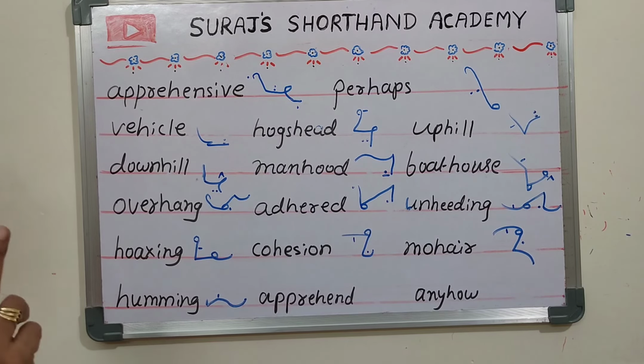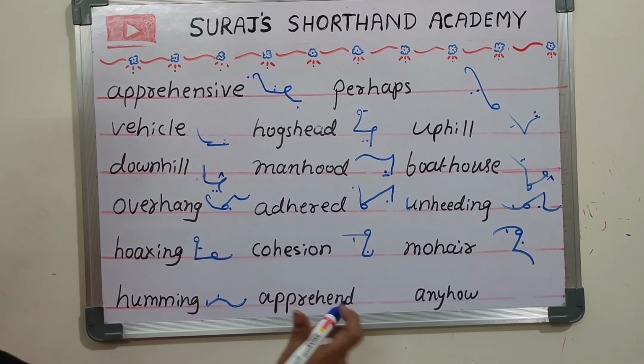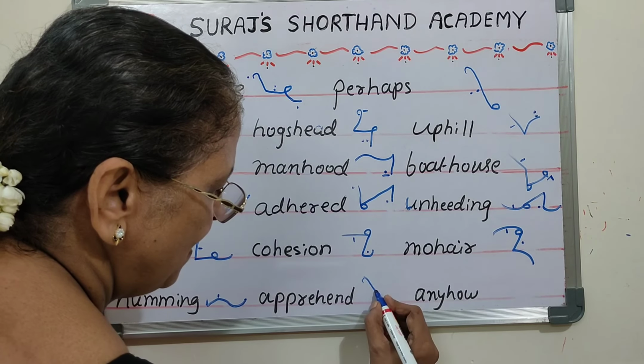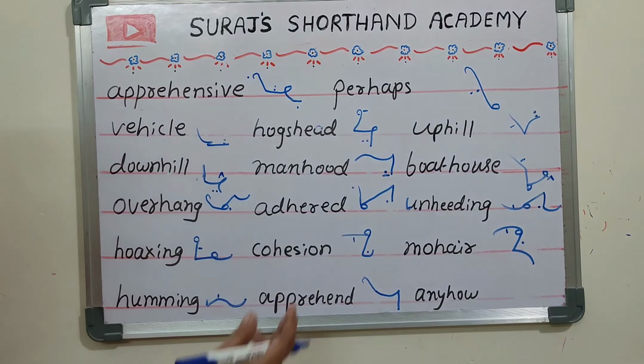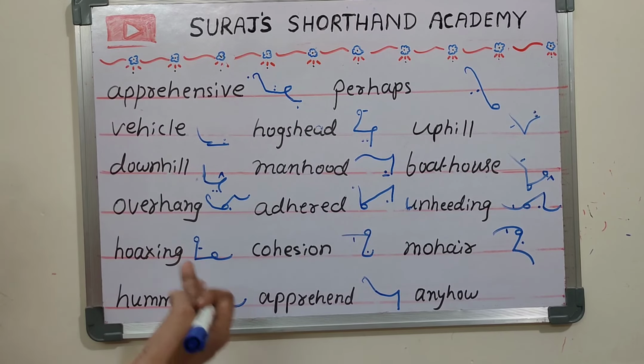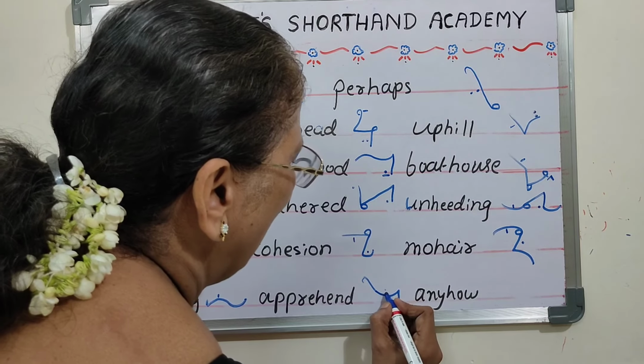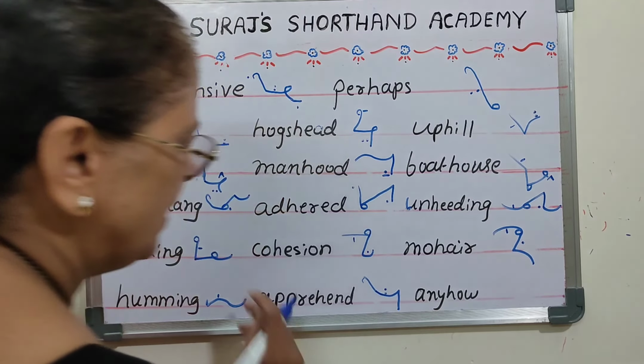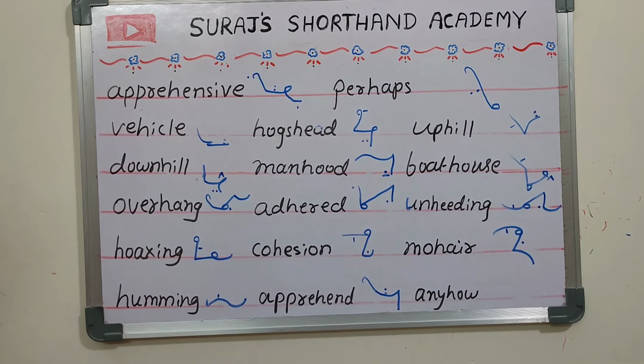Next word. Apprehend. Now the H sound will come. P-R-E-H-E-N-D. Now vowels are not there. You can't read. Upper. Above the line. Okay. Then hand. Apprehend. Where does the H sound come? Before N. So here two dots will come. Apprehend. Don't think about this. Little difficult, but you can understand.